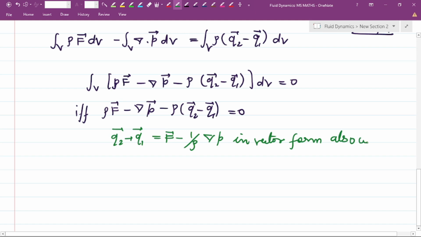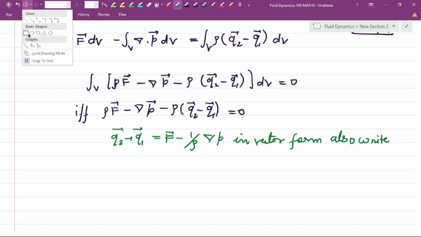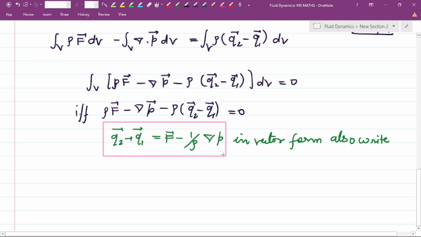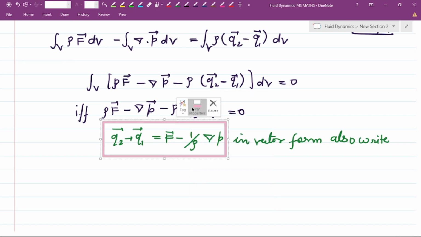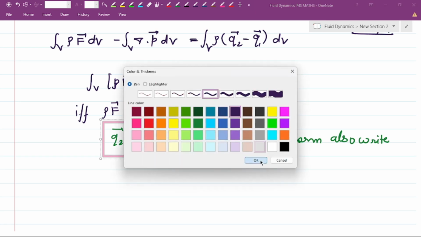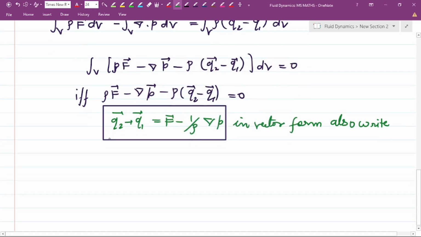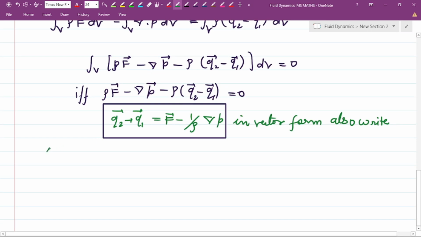So this is the equation in vector form. Also we write it in Cartesian form.